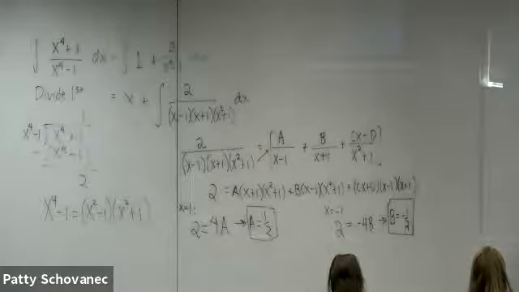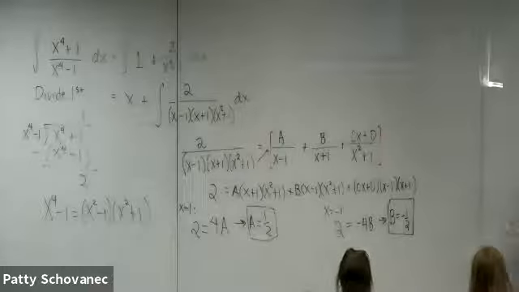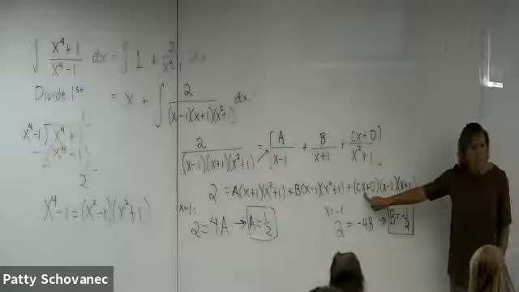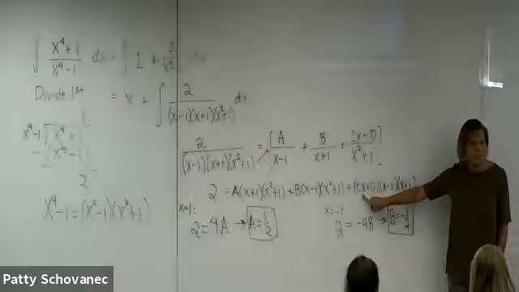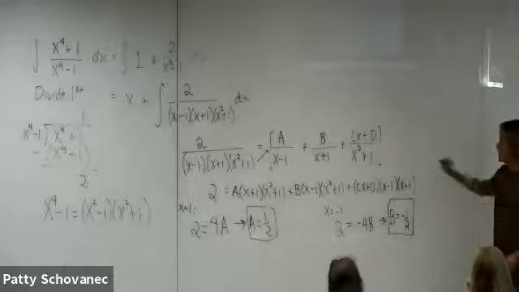Any other choices for x? Not one that makes it 0 here. But x is 0. x is 0 is going to get rid of the C. So let's plug in 0 for x. Put it right here.